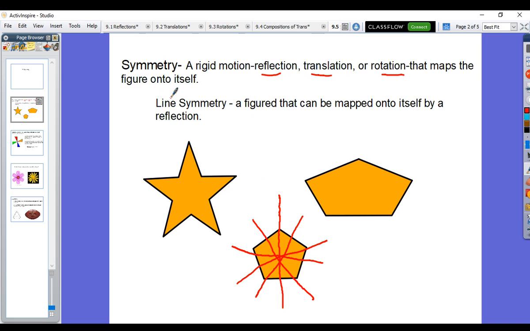So a line symmetry is when you're able to draw a line and it reflects over that line. So this star, all 3 of these have line symmetry. Some only have it once, and some have it lots and lots of times. In this case, 5 for this particular one. These are horrible lines, my bad, y'all. All right, so those are the different types of symmetry.